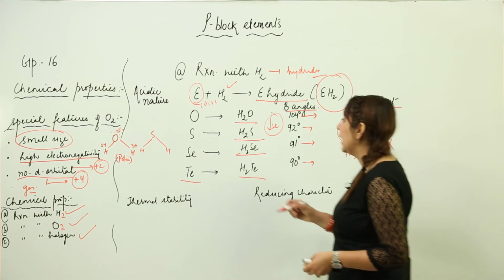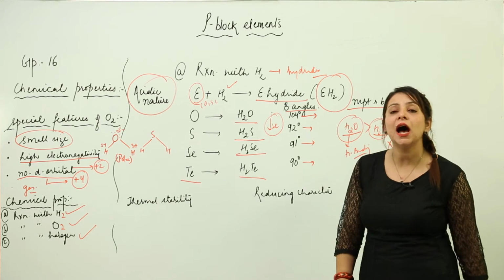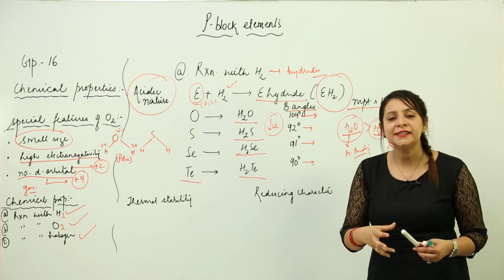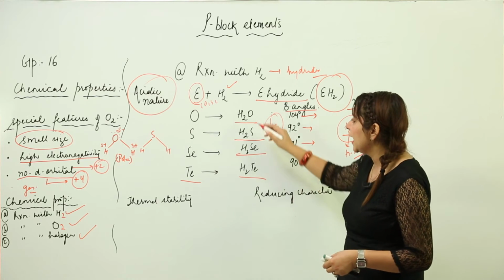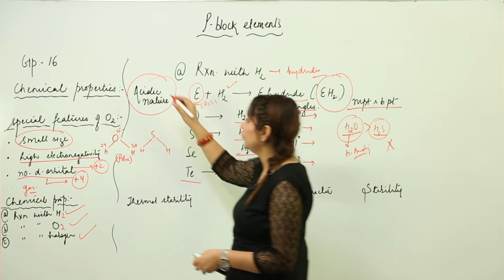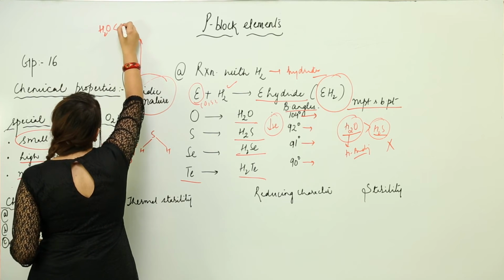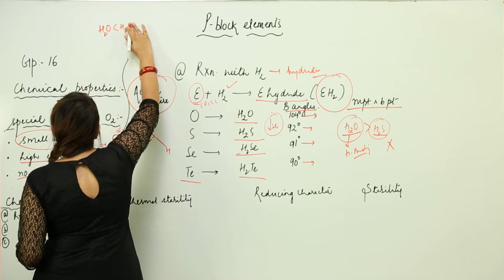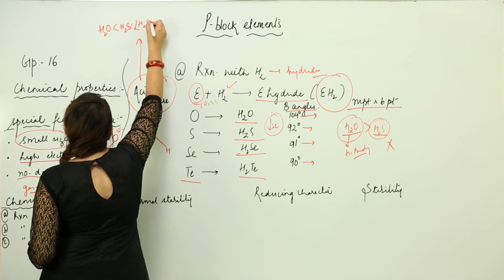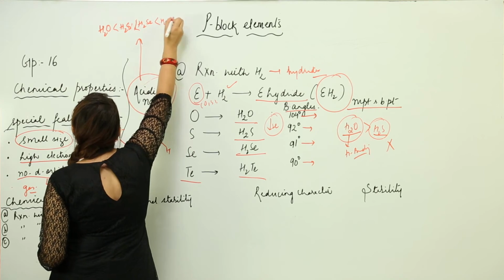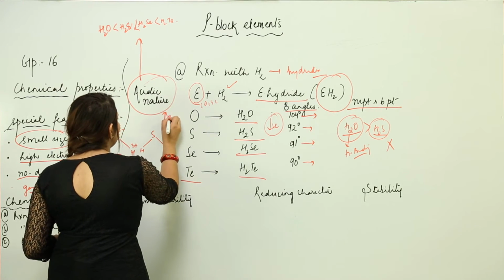Next is the acidic nature. Acidic nature indicates how fast or how easy they can liberate their hydrogen. So as we move down, first I will write the order for the acidic nature. In this, H2O is least acidic, sulfur hydride is more acidic than this, selenium hydride is more, tellurium hydride is more. So likewise, when we are moving down, the acidic character increases down the group.